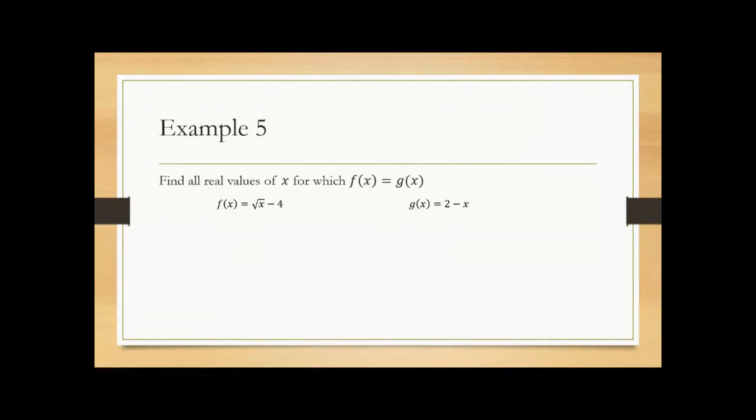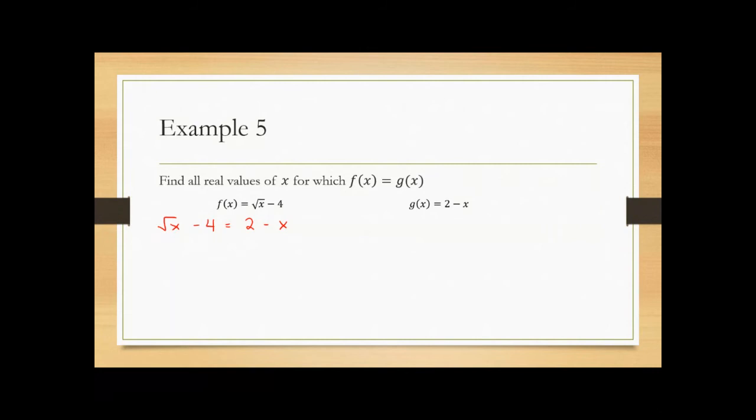Example 5. Find all real values of x for which f of x is equal to g of x. So if f of x is equal to g of x, and I have f of x equaling the square root of x minus 4, and g of x, which is 2 minus x, that means I need to set the two equations equal to each other. So I have the square root of x minus 4 equals 2 minus x. And now we need to solve for x.